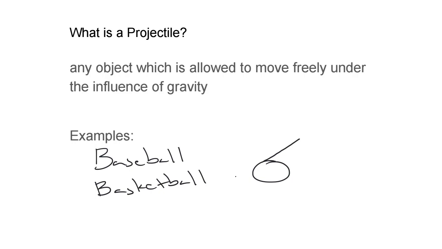So if we have a big cannon at a carnival and it shoots out a person, that person, for a very short amount of time, becomes a projectile. The only forces acting on them are gravity and air resistance, but we're going to ignore air resistance. For the rest of the semester, we're just always going to ignore the effect of air resistance.